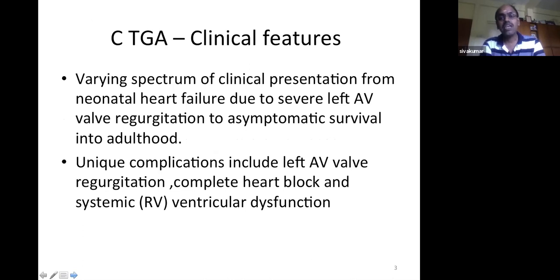There will be varying degrees of clinical features. Some of them can be a neonate with severe heart failure. A neonate with severe heart failure means either the child is having a very severe left AV valve regurgitation or a complete heart block with ventricular dysfunction. This is causing a neonatal heart failure.